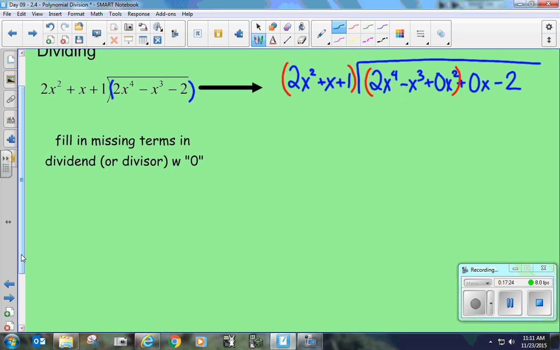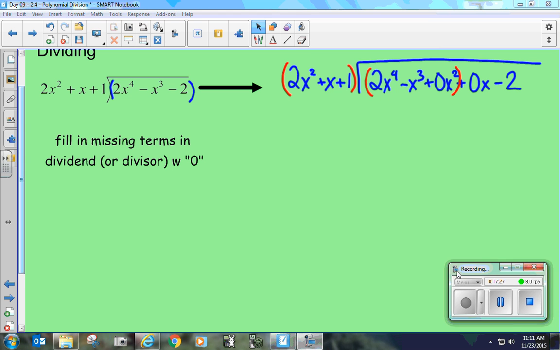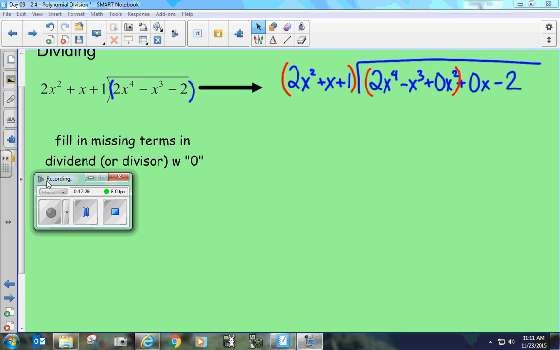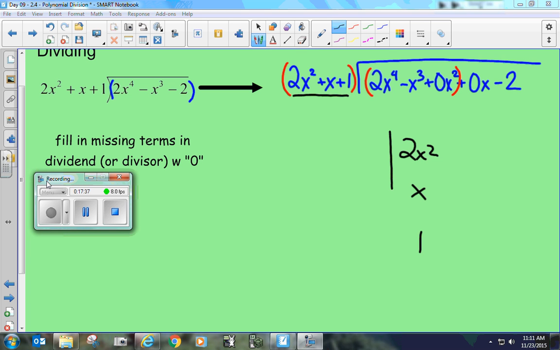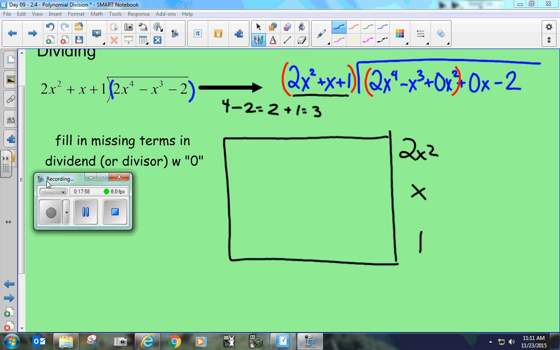So, question. I know how tall is my tabular, is my tag, I guess, are my tags. How tall are the tags going to be? 3, right? I'm going to have a 2x squared, a positive x, and a 1. So this is 3 tall. How wide are they going to be? What do I do? I take the biggest exponent on the inside. I subtract the biggest exponent on the outside. And I add 1, right? That's the width, 3 right there. So this is going to be a 3 by 3 cube, which is nice.